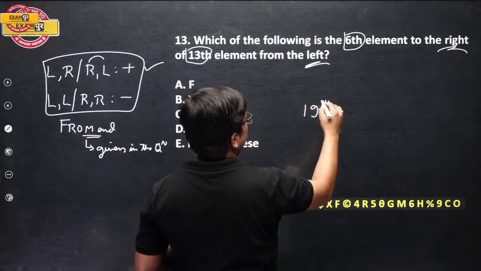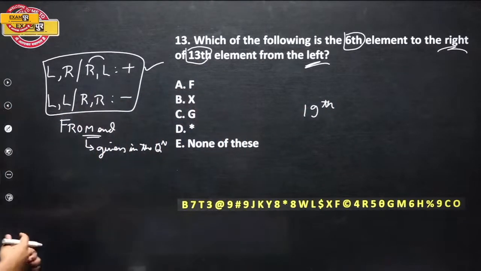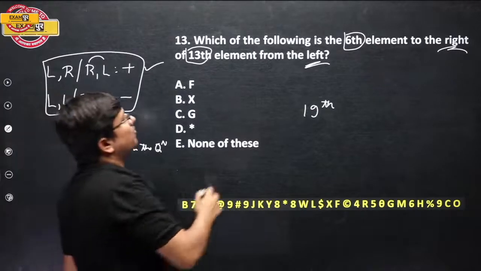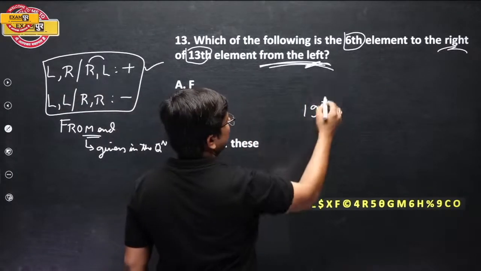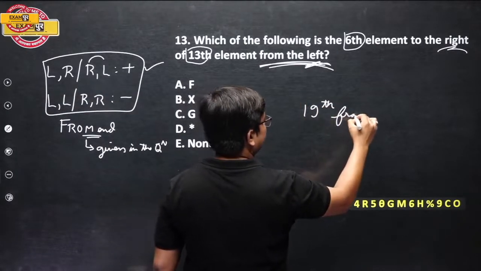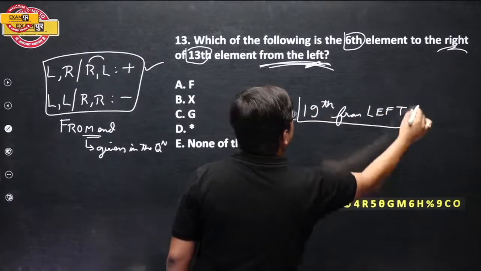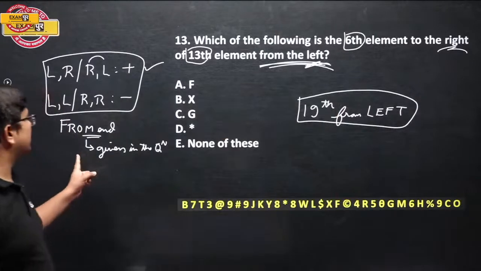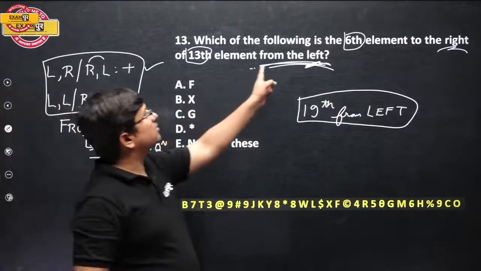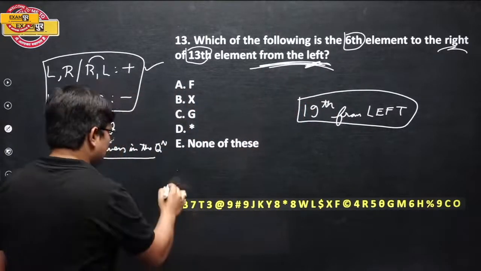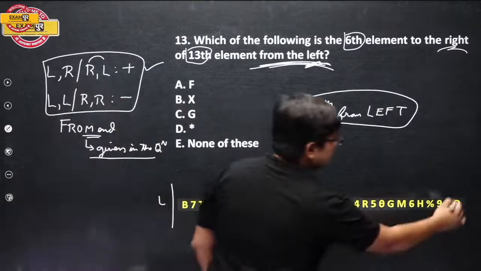6 plus 13 is 19. And now, 19th element from the left. The from end is always given, here it is given in the question. Here it is given from the left. So now this is the left hand, this is the right hand.